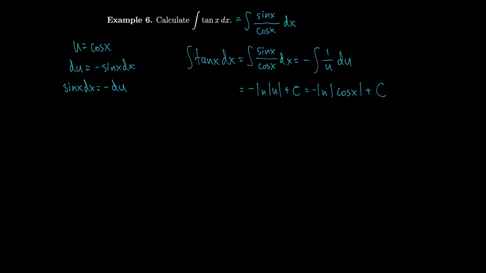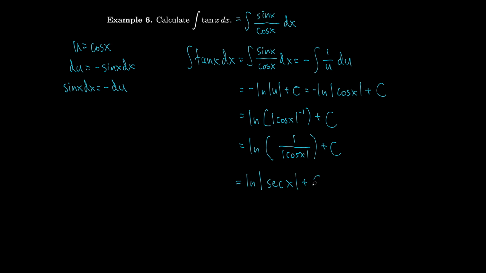At this point, you could just leave it. However, we can make this a little bit nicer by getting rid of our negative. We can do that by using laws of logarithms. We can move the negative 1 outside as an exponent. So we can rewrite this as ln of absolute value of cosine to the minus 1, which is ln of 1 over absolute value of cosine. And then 1 over cosine is secant. So we get ln absolute value of secant x plus c.